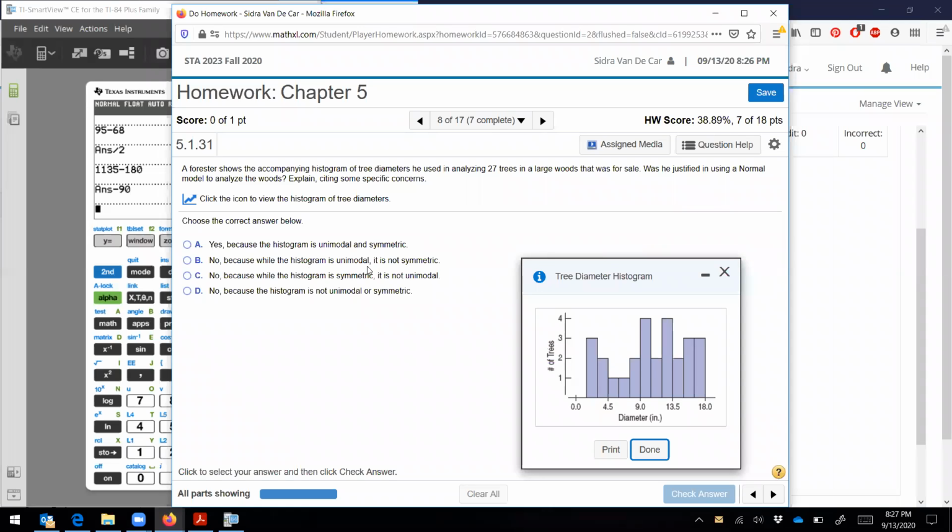No, because while the histogram is unimodal, it is not symmetric. While the histogram is symmetric, it is not unimodal. That's not quite symmetric because notice that I've got this dip here. See, if I drew over it, I would be drawing something that went like that. I wouldn't quite describe that as symmetric. So I'm going to say it's not unimodal or symmetric.